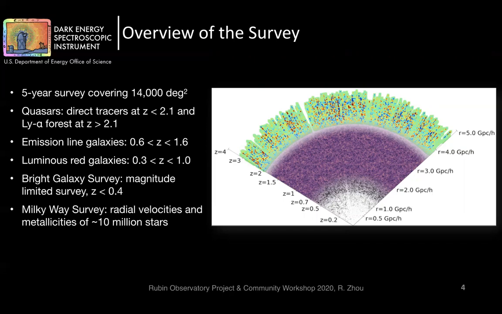In addition to the redshift surveys, DESI will also perform a Milky Way survey, which will measure the radial velocities and metallicities of about 10 million stars.